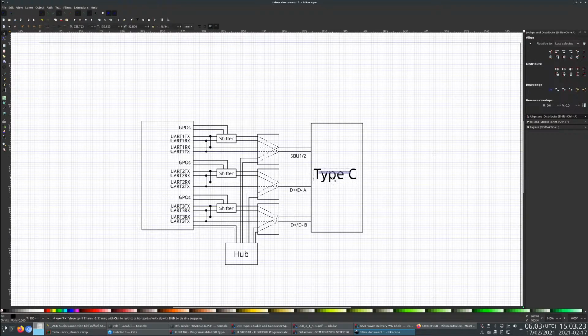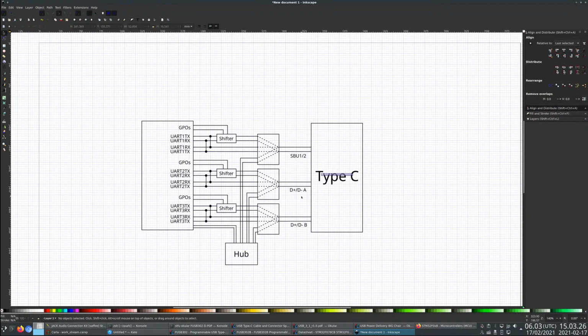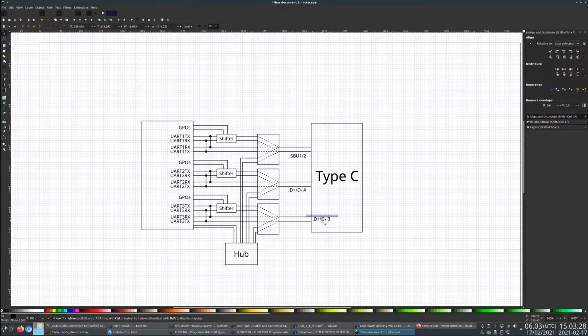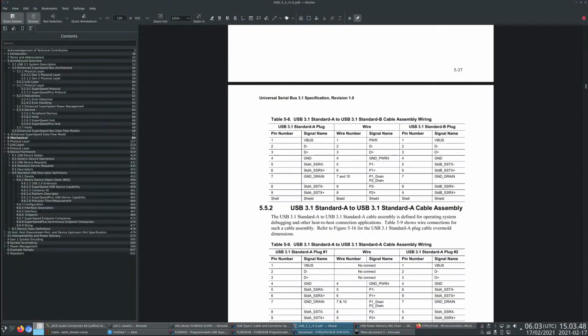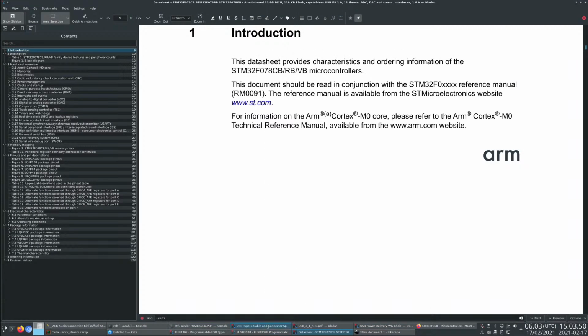So this is a Type C connector. And so these are D plus D minus B, D plus D minus A, SBU1, SBU2. And then on the other, well, we'll draw the other one afterwards. So some of them can do I2C. I need to double check on that. But again, that's more of a best effort thing.